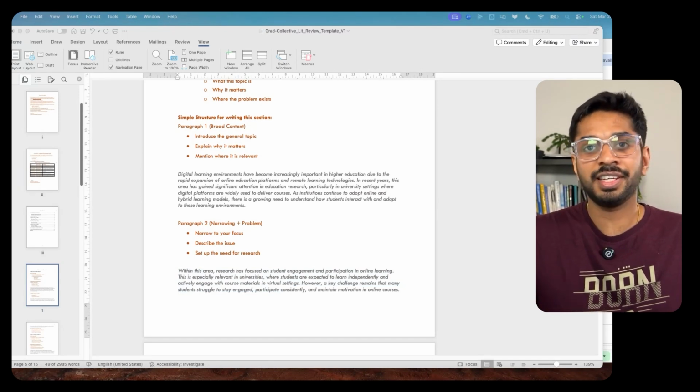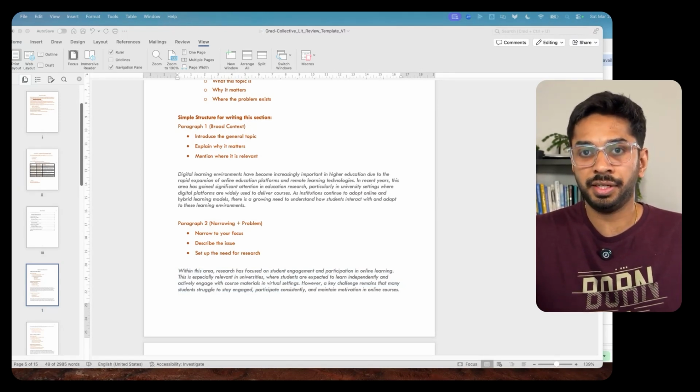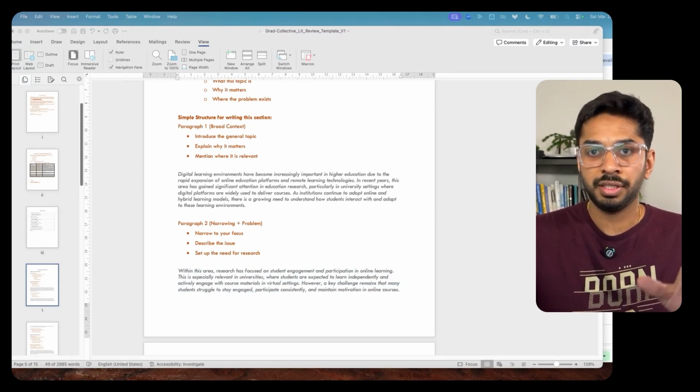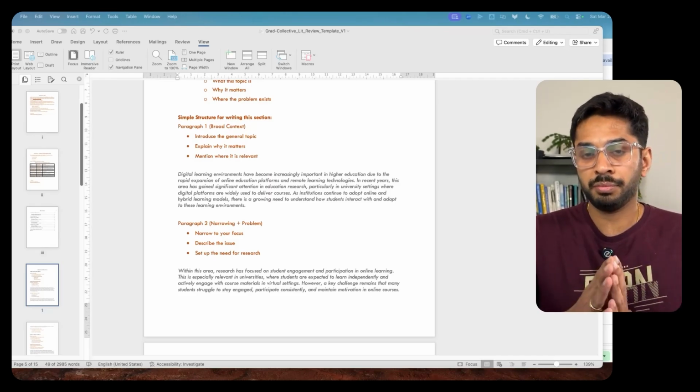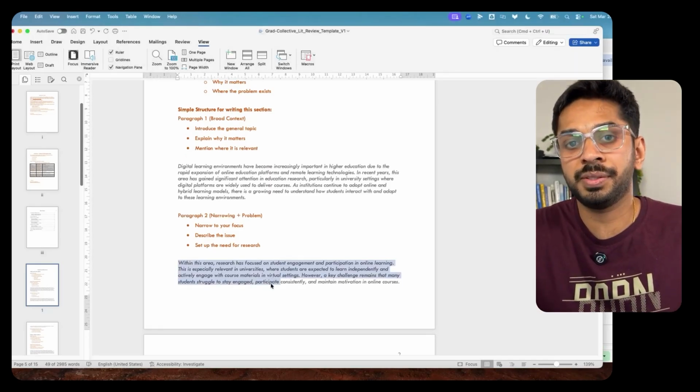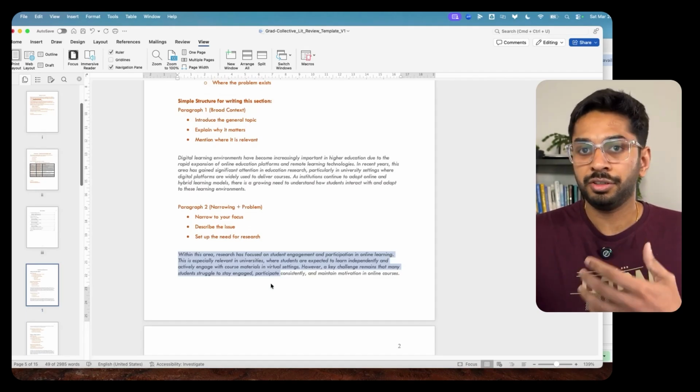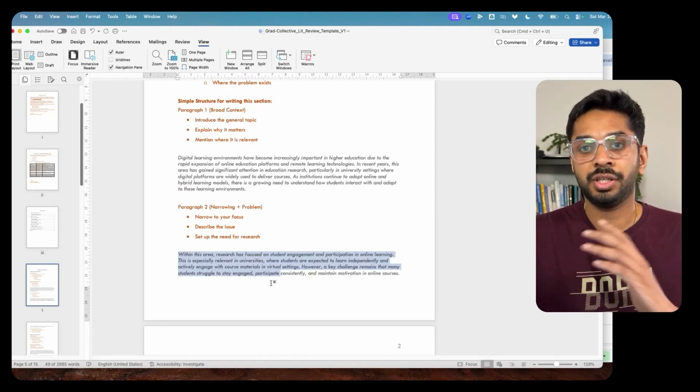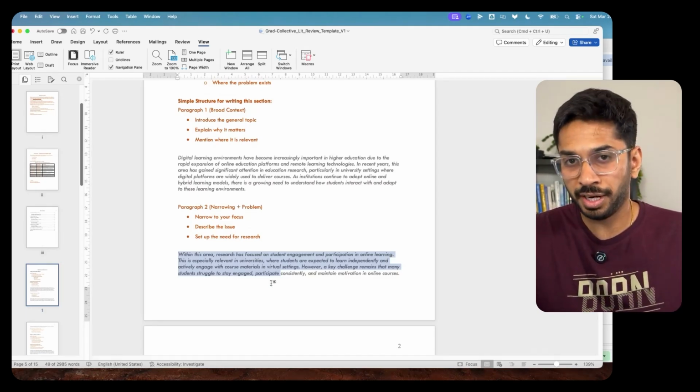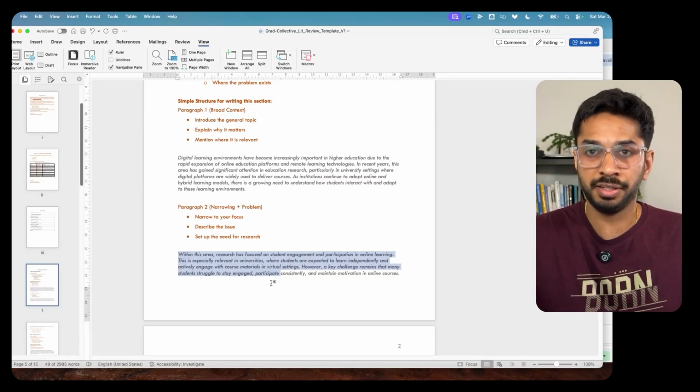Once again, you're not listing your studies, you're just building the understanding. So don't overcomplicate this. You're just moving from more general to a bit more specific. Try to avoid common mistakes here: don't repeat yourself, don't list studies here, don't jump into the research gap, and don't be very vague in your writing.